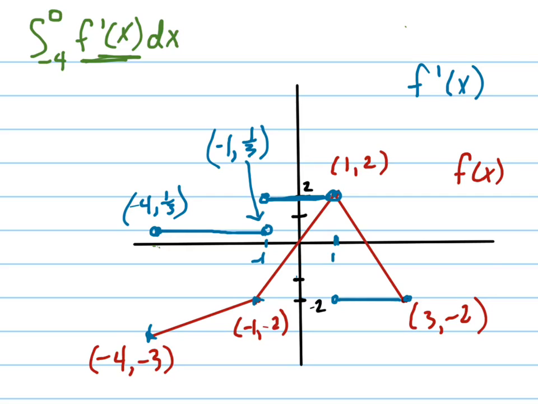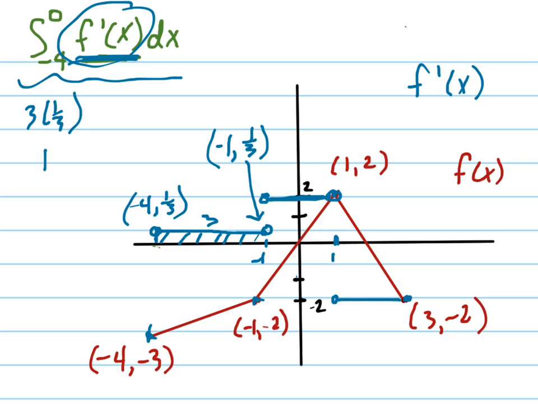So now let's answer our question. The question's asking, what is the integral from negative 4 to 0 of f prime of x? That's asking, what's the area underneath the curve from negative 4 to 0? So I'm looking at the blue line, the area underneath this curve right here. It's 3 times 1/3. 3 times 1/3 is 1.